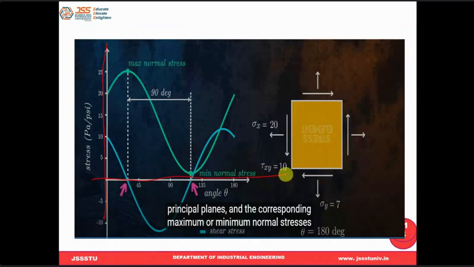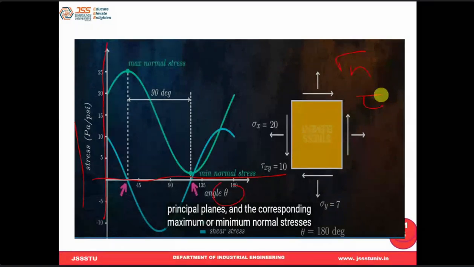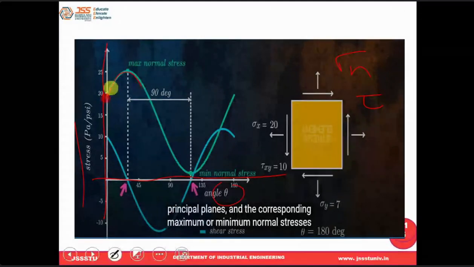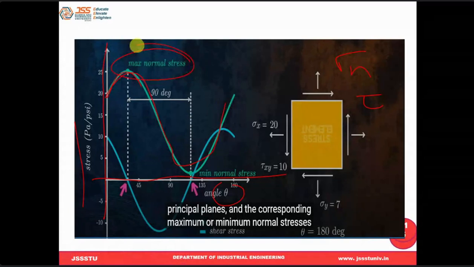So the x-axis is theta and the y-axis is stress. There are two types of stress. One is normal stress and one is shear stress. That variation you can observe here. What you can see here is the green color, it is called normal stress. The blue color curve you can see is shear stress.